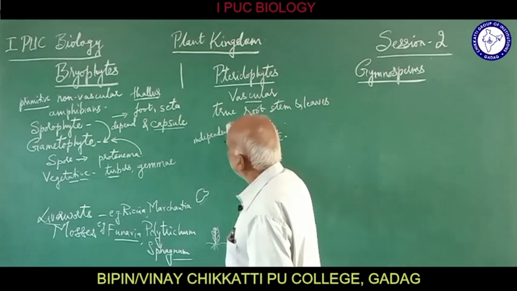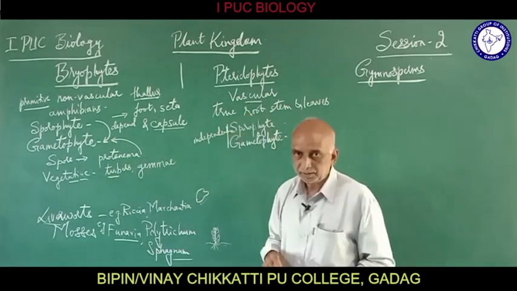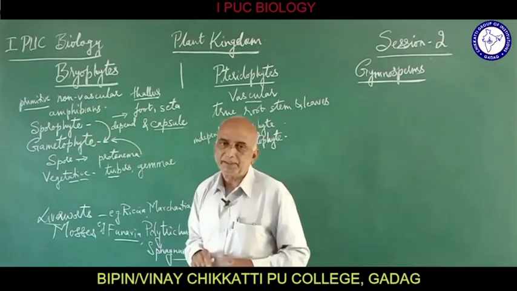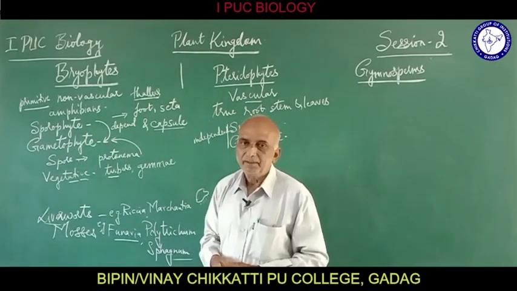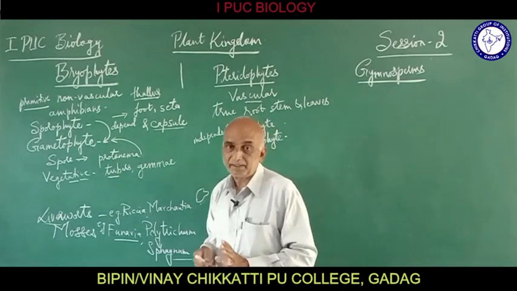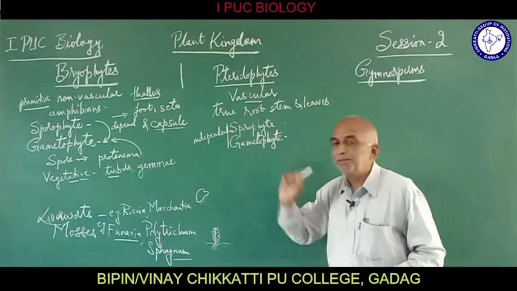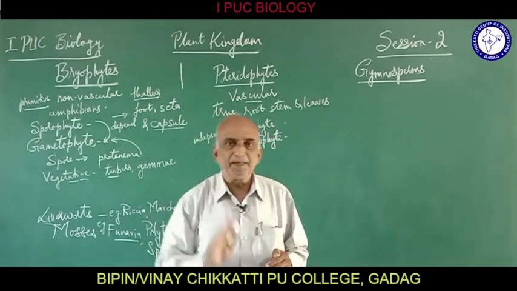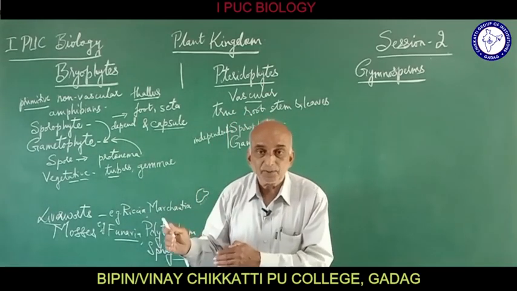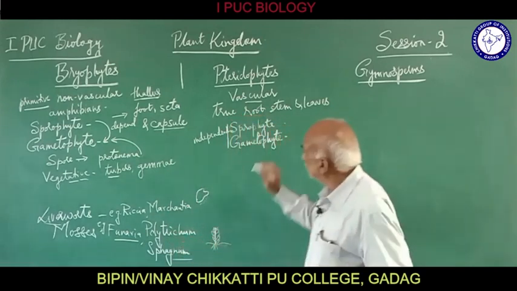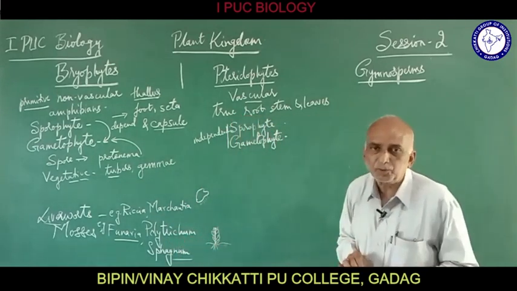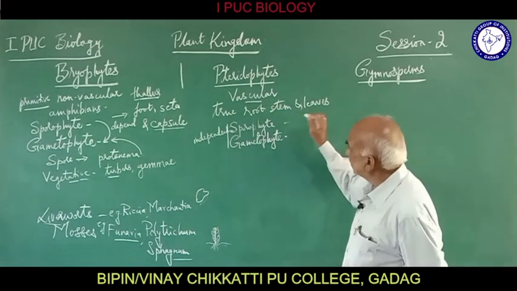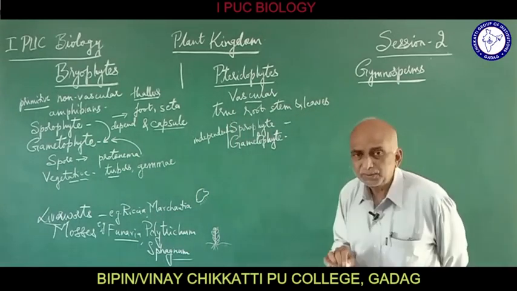This is the difference between bryophytes and pteridophytes. In bryophytes, the sporophyte is dependent on the gametophyte. It is not independent. However, the gametophyte is independent. But here both are independent. When the sporophyte is formed, it lives independently. When the gametophyte is formed, it lives independently. So sporophyte means it produces spores, same as asexual reproduction. But in pteridophytes these spores are produced in leaves.